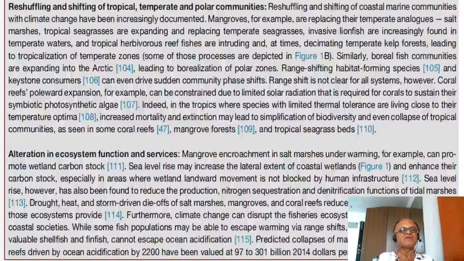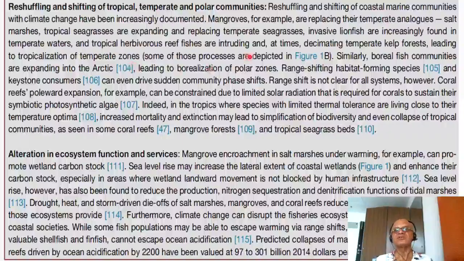The second example case study is reshuffling and shifting of tropical, temperate and polar communities. Reshuffling and shifting coastal marine communities with climate change have been increasingly documented. Mangroves, for example, are replacing their temperate analogs, salt marshes. Tropical seagrasses are expanding and replacing temperate seagrasses. Invasive lionfish are increasingly found in temperate waters, and tropical herbivorous reef fishes are intruding and at times decimating temperate kelp forests, leading to tropicalization of temperate zones.